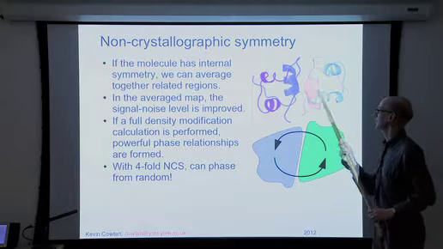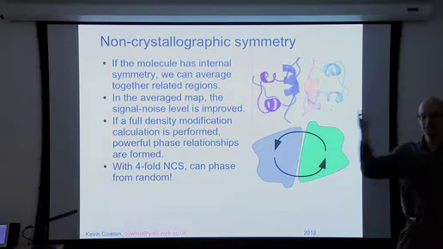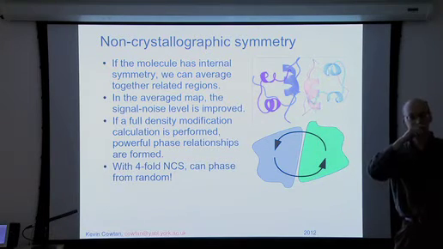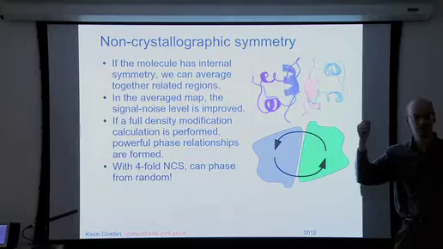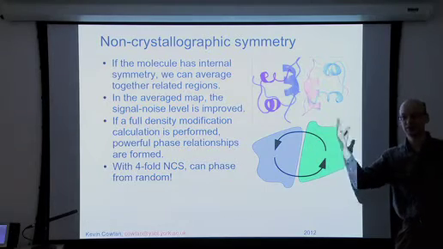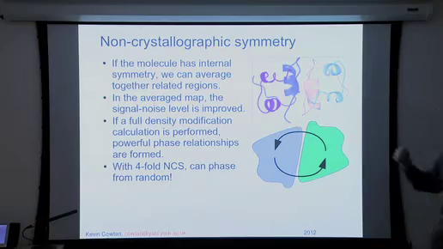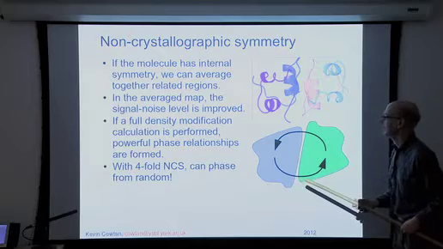If we just average the electron density of these two together, the bits which agree, the real signal, will reinforce each other. The noise will sometimes reinforce and sometimes cancel. So we improve our signal-to-noise ratio by averaging them together. It improves by √2 in theory.